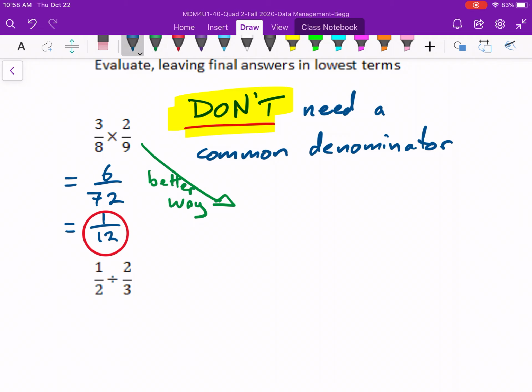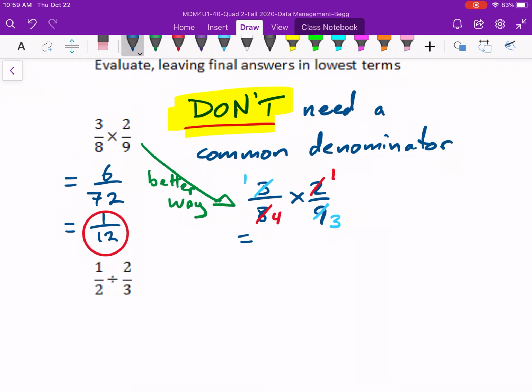if I just copy these numbers out again, 3 over 8 times 2 over 9, is to reduce before multiplying. So if it's a multiplication, I can reduce any number on the top of either fraction with any number on the bottom of either fraction. So for example, it jumps out to me that 2 and 8 are both even numbers. So I can divide them both by 2, even though they're not in the same fraction, and I'm still good. I can divide both 3 and 9 by 3.